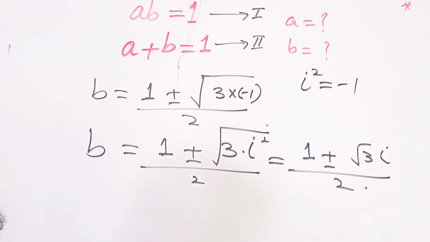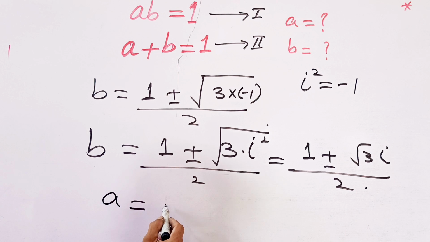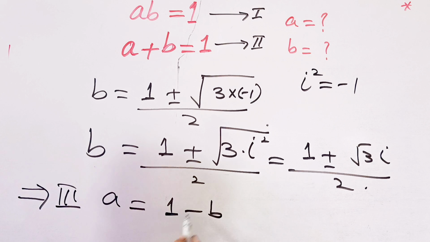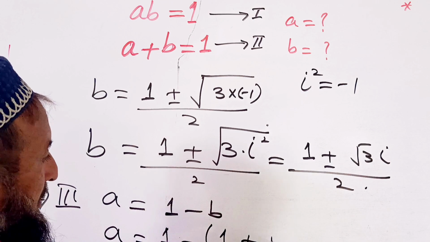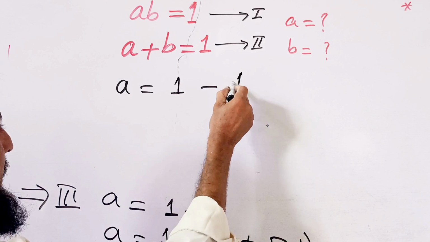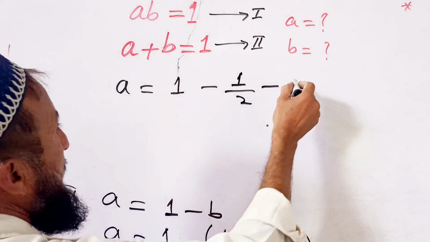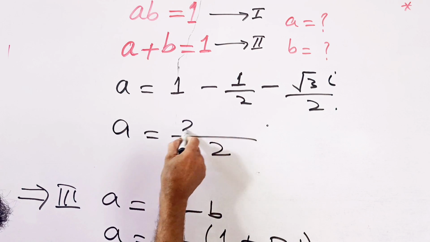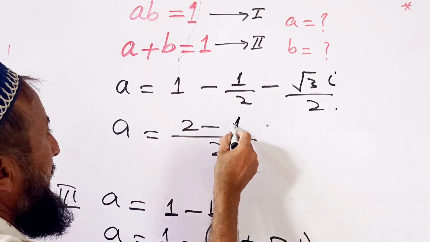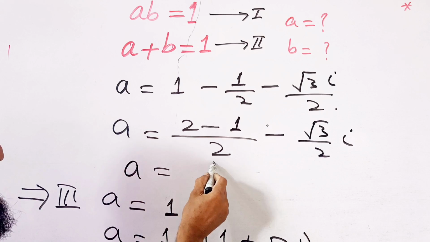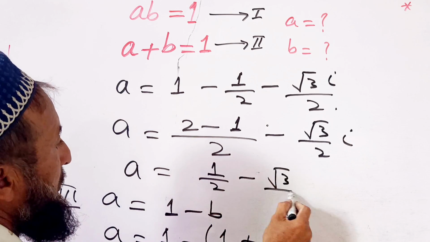In the third equation we have already defined A is equal to 1 minus B. We recall the third equation. First of all we put the value of B, taking plus 3 under the root iota divided by 2. A is equal to 1 minus the quantity 1 plus 3 under the root iota divided by 2. We take LCM 2: 2 multiplied by 1 gives 2, 2 minus 1 minus 3 under the root iota, divided by 2. So we get A is equal to 1 by 2 minus 3 under the root iota by 2.